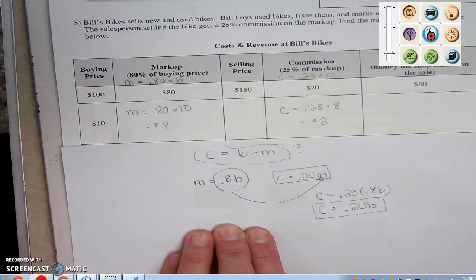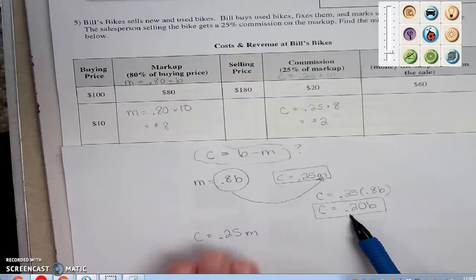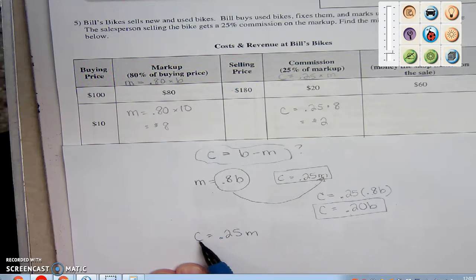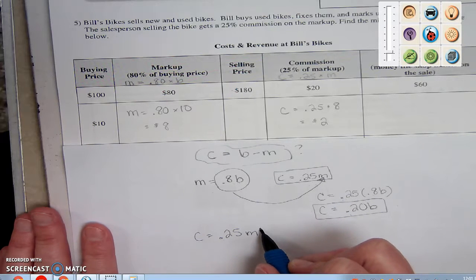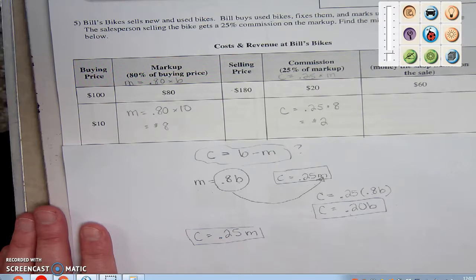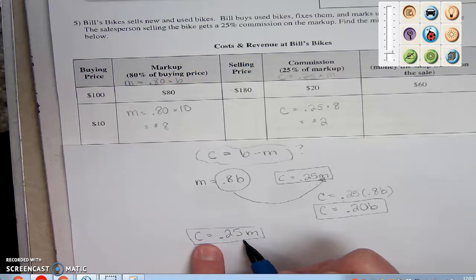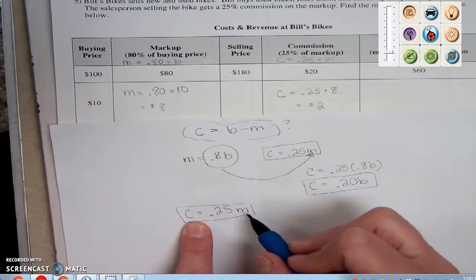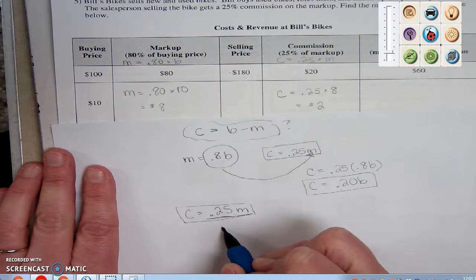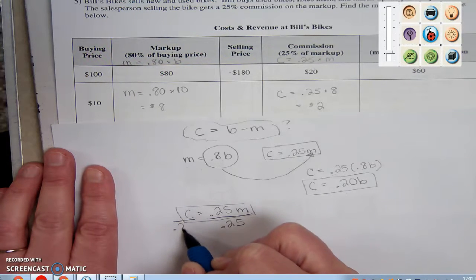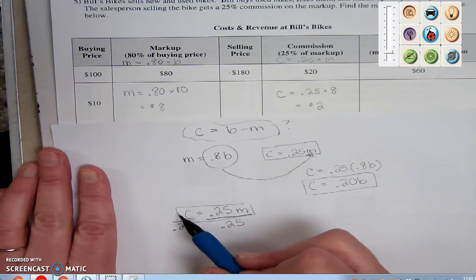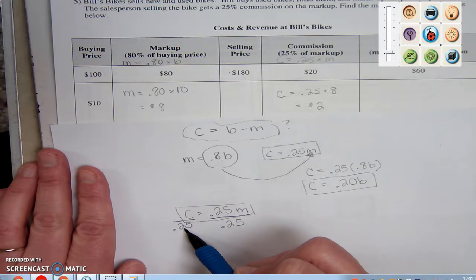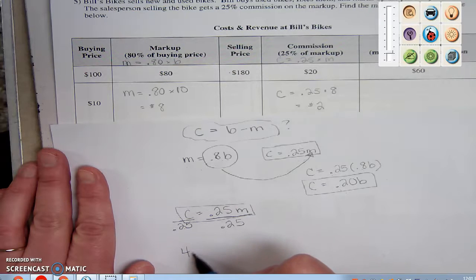So I'm going to use this new equation that we found and this equation that we already had, that the commission is 0.25 of the markup, and I'm going to solve these two things backwards. So I'm going to write them in terms of C. I'm going to solve this equation so that M is on the other side of the equal sign. So I'm going to divide both sides by 0.25. Dividing by 0.25, so 1 divided by 0.25 is 4. So that means that 4 times C equals M.